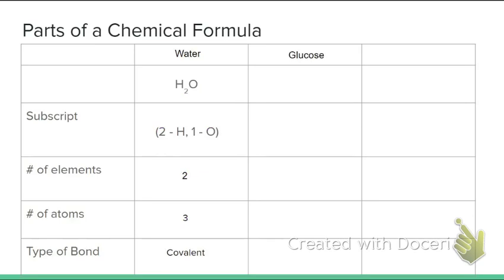Our next example is glucose. So glucose is C6H12O6, and these subscripts tell us I have 6 carbons, 12 hydrogens, and 6 oxygens. So I would write that down like that, just telling us, hey, I've got 6 carbons, again, 12 hydrogens, and 6 oxygens.